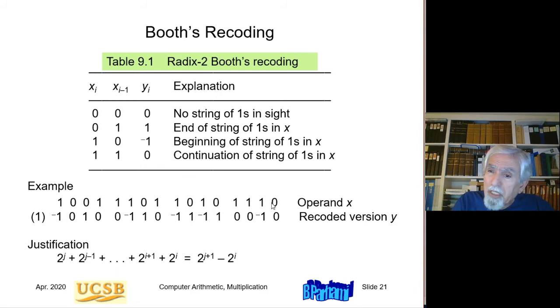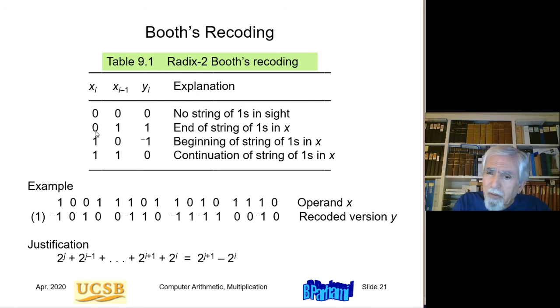There's a transformation of binary numbers into numbers with digits 0, 1, and minus 1 that is known as Booth recoding. Booth recoding is basically a parallel recoding according to this table. So it says whenever you see x_i, and then to the right of it is some digit, replace it with this y_i. So if you see 0 with a 0 to its right, replace it with 0. In other words, don't change it.